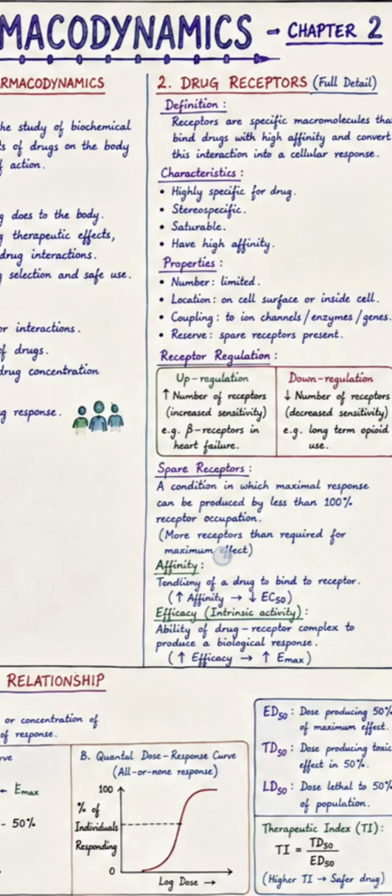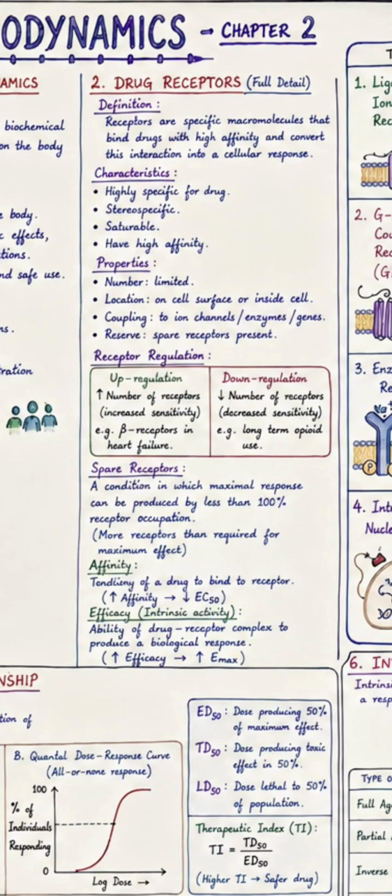What are spare receptors? This is a condition in which the maximum response can be produced by less than 100% of receptors, and the receptors which remain are known as spare receptors. And what is affinity? The tendency of the drug to bind to the receptor is known as its affinity. Next is efficacy. Efficacy is the intrinsic activity or ability of the drug-receptor complex to produce a biological response, meaning how much response can be generated by a receptor. When efficacy is high, the Emax, the maximum response, will be high.